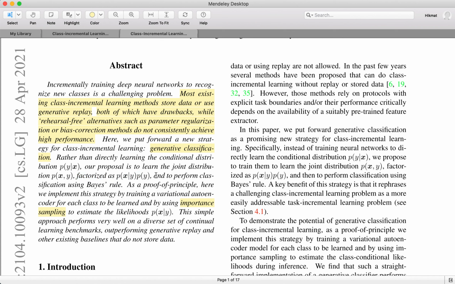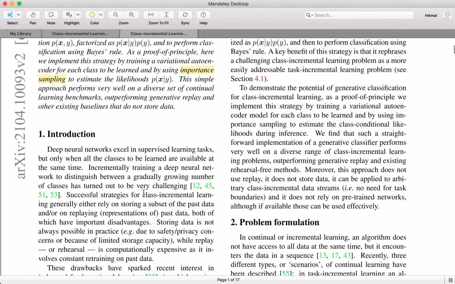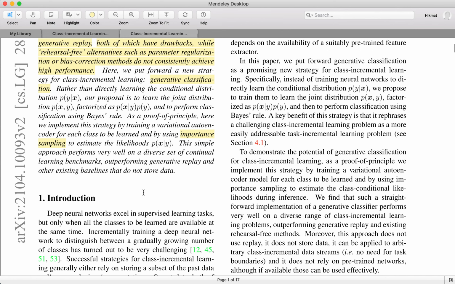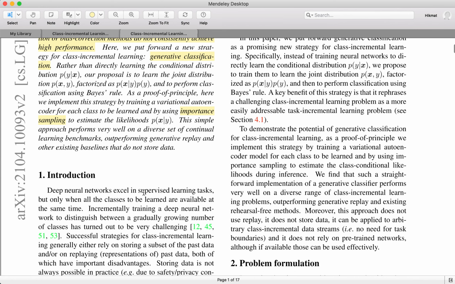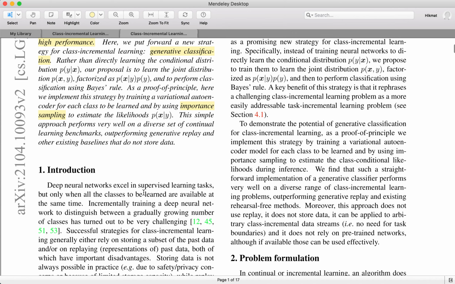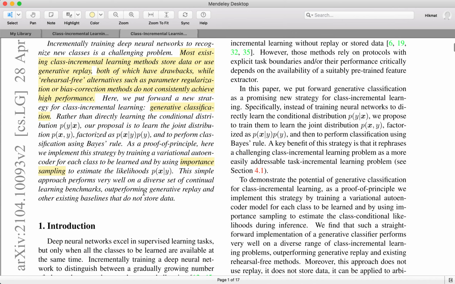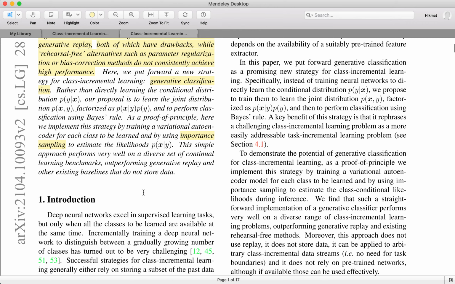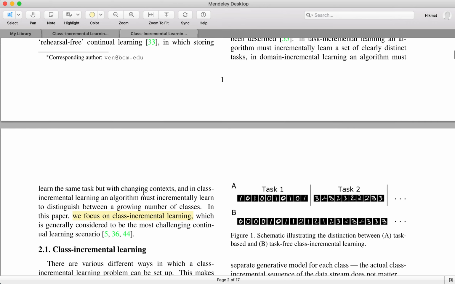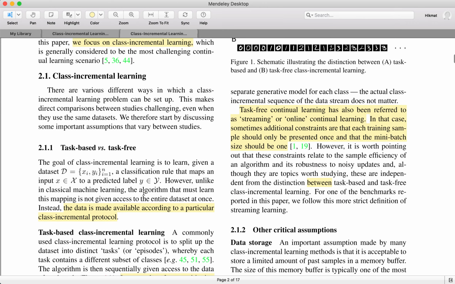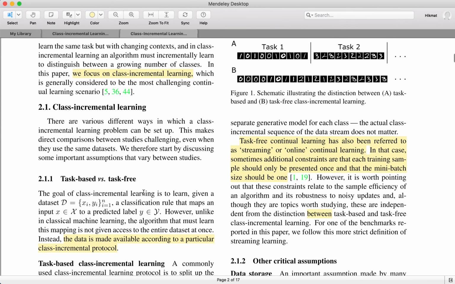According to their claim, their generative classifier obtained better accuracy when they compared their model with other replay-based and generative replay based algorithms. So let's dig down into the paper.